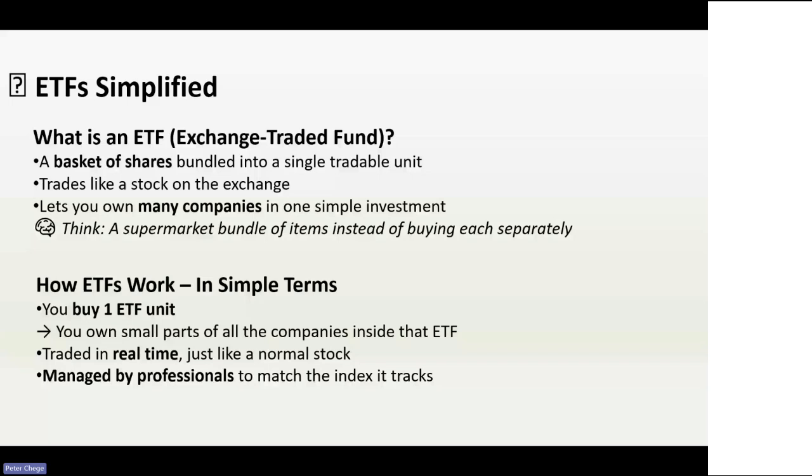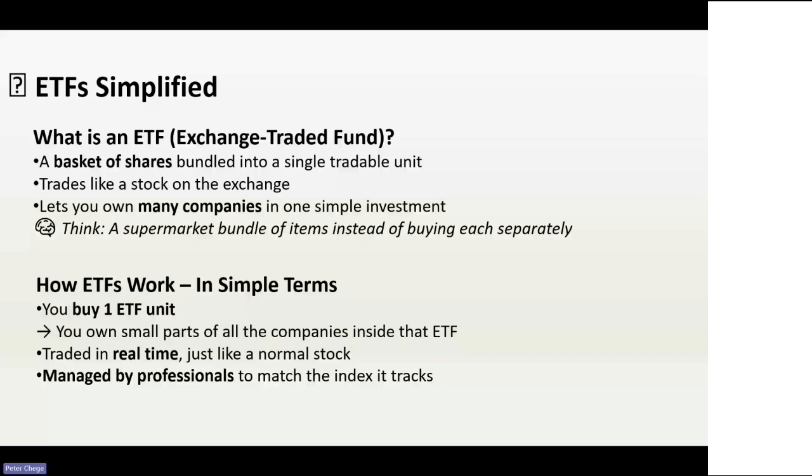Think of this as a supermarket bundle of items. Instead of buying individual items separately, like buying unga, sugar, salt separately, they are bundled together into a package, then they have a price. So you're buying that one unit, but inside it, there are other items. So that's what an ETF is. How do they work? In simple terms, you buy one ETF unit, then you own small parts of all companies inside that ETF. It is traded in real time, just like normal shares.